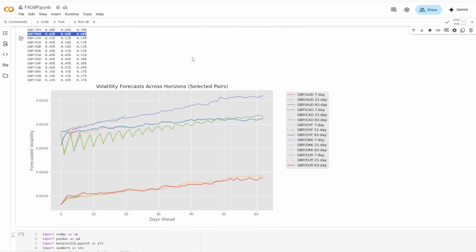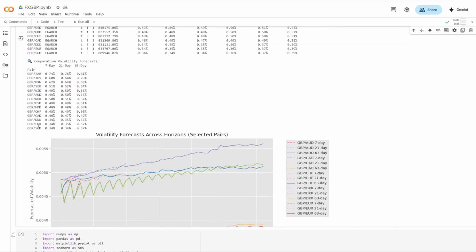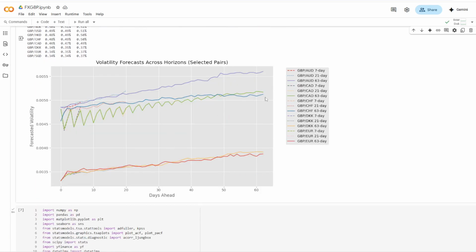So it's a range where the less volatile are pound euro and pound Singapore dollar. You are in the range of 0.34, 0.37. Also pound Danish krona. Those are the less volatile, independent of the 7, 21 or 63 days. And it's here in the chart because we have these orange and red lines, which are the euro and Danish krona. There is a huge gap between some currencies and other currencies.